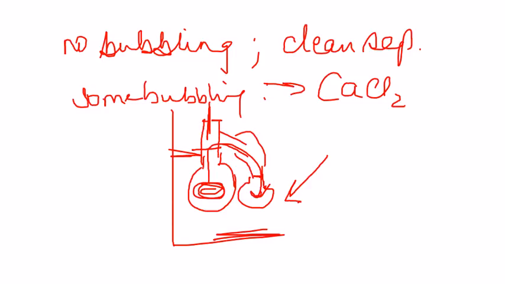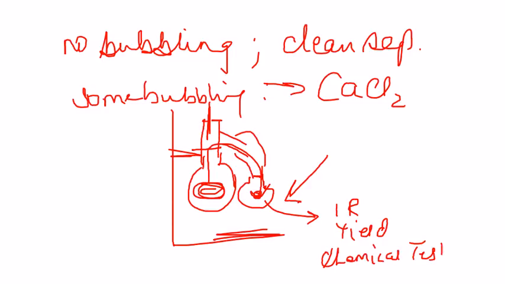Now, once you have gotten your product, you would assume that this would be pure, and you would take the IR of that, the yield of that, and your chemical test as well. So there are three things to do. Again, if you don't see any bubbling, it's a clean separation, go ahead, do an IR.